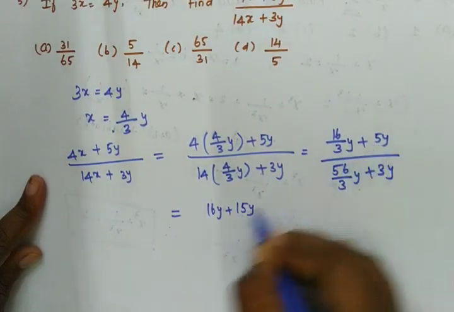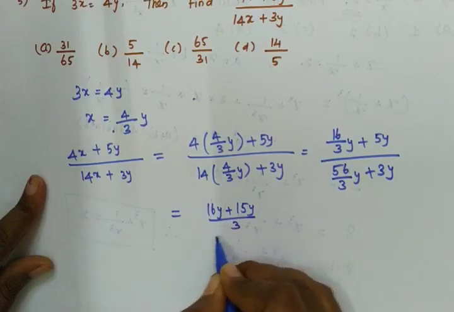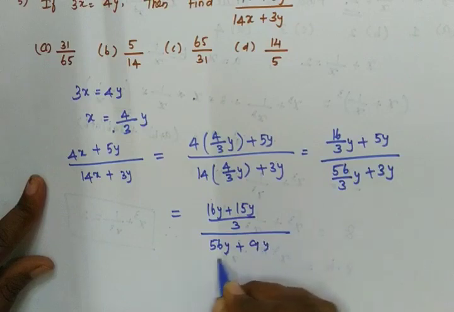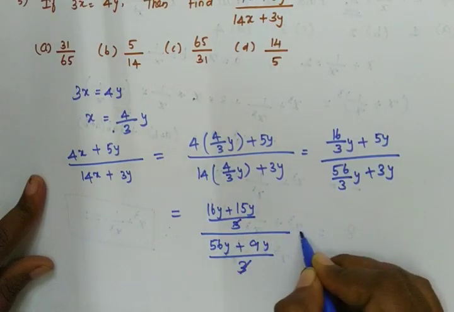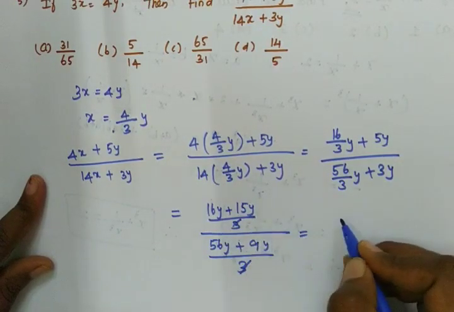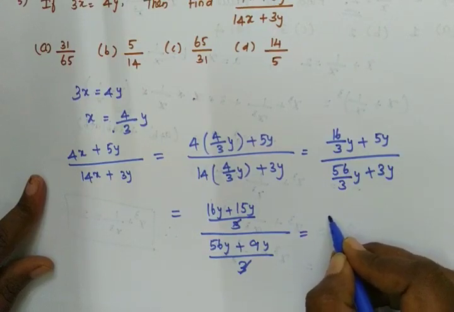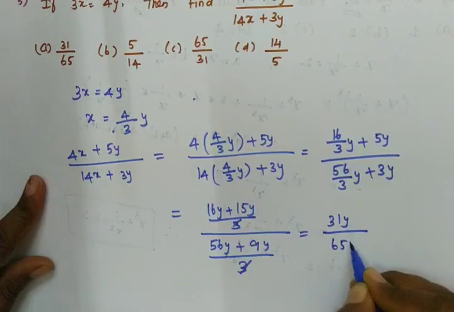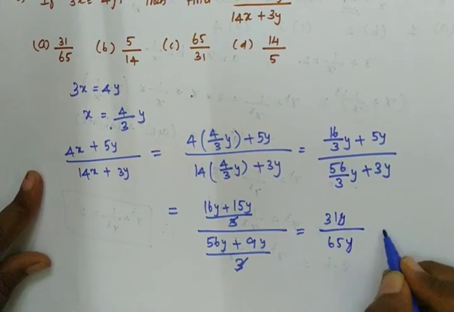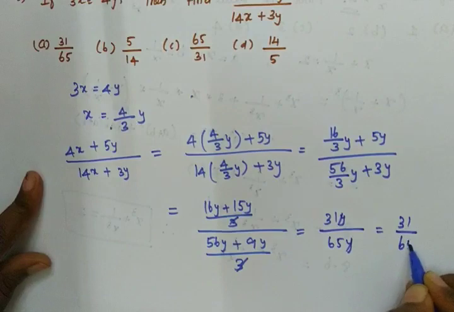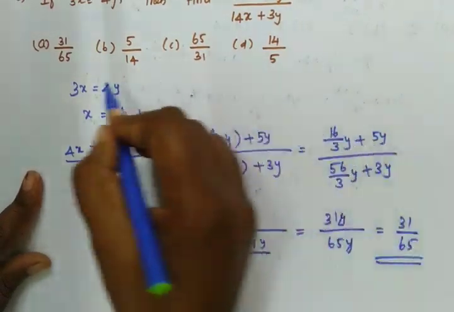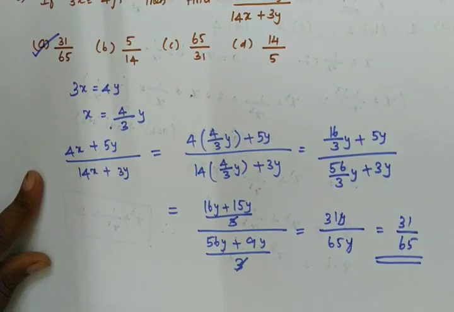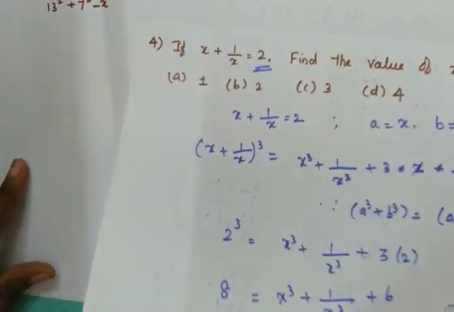Now take LCM, which is equal to 16y plus 5 3s are 15y, the whole divided by 3, by 56y plus 3 3s are 9y, the whole divided by 3. So this 3 and 3 will cancel each other. So 16 plus 15 is 31y, by 56 plus 9 is 65y. Therefore the final answer is 31 by 65. So here we have option 31 by 65. Option A is correct. This is the answer for this problem.